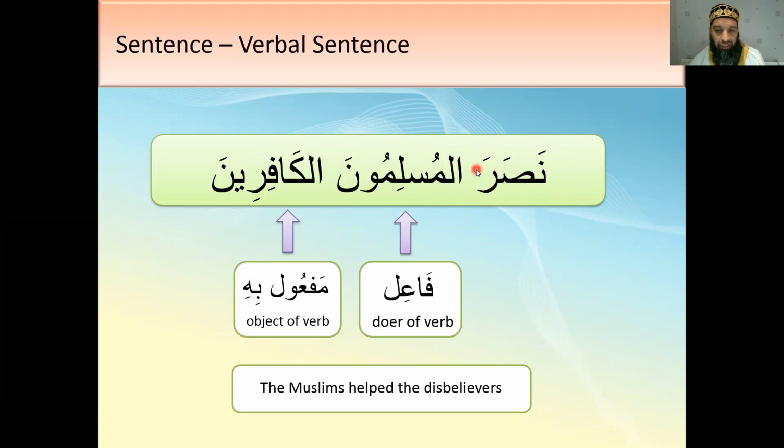So Arabic isn't written like Nasaru al-Muslimun. It's just Nasara. The singular is used, even when you're talking about the plural. But the plural will be understood by looking at the translation of this word here. Oh, okay, yeah, that makes sense.